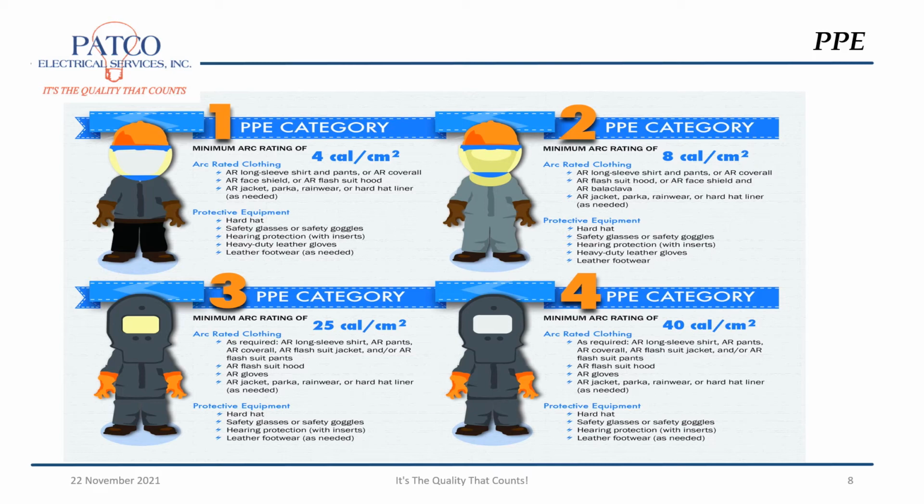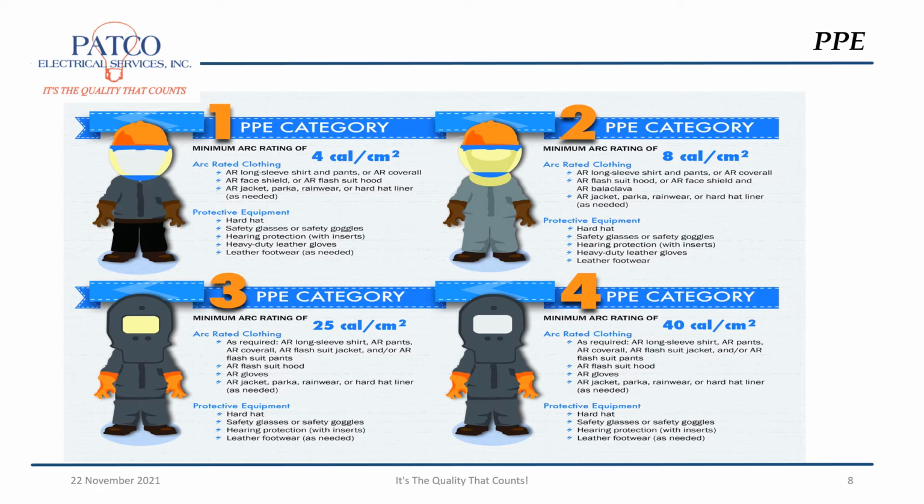Category 2, minimum arc rating of 8 calories per centimeter squared. Pretty much your arc clothing is going to be the same, except you're going to have to add a balaclava underneath the hood or face shield. Protective equipment is all the same.